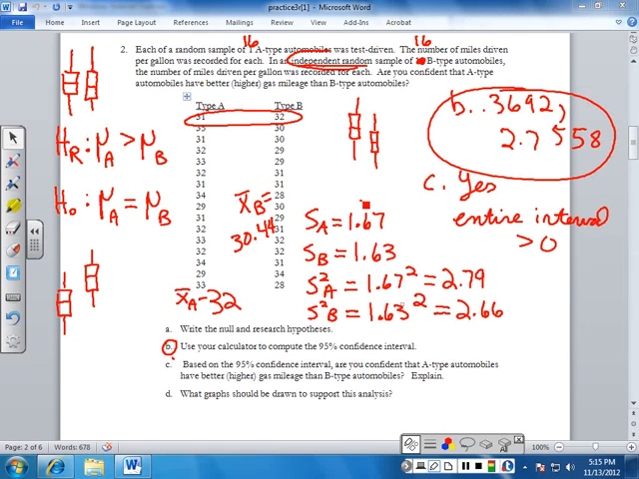And so all I wrote on the board was, if we didn't have all of the numbers there and I just gave you the means and the standard deviations, that's the formula you would use. Other questions on this one?